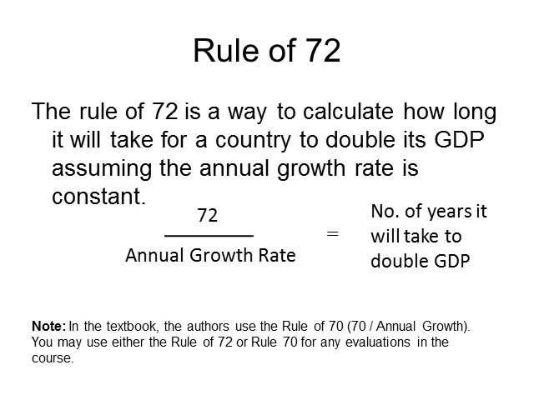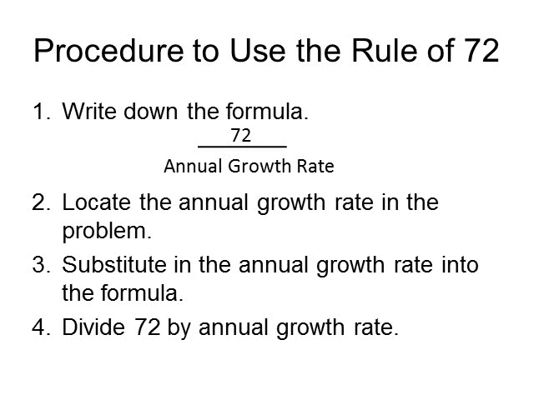The rule of 72 is a way to calculate how long it will take for a country to double its GDP, assuming that there's a constant annual growth rate. The formula reads 72 divided by the annual growth rate will give the number of years it will take to double GDP. The procedure to use the rule of 72 is as follows. 1. Write down the formula 72 divided by annual growth rate. 2. Locate the annual growth rate in the problem. 3. Substitute the annual growth rate into the formula. 4. Divide 72 by the annual growth rate.